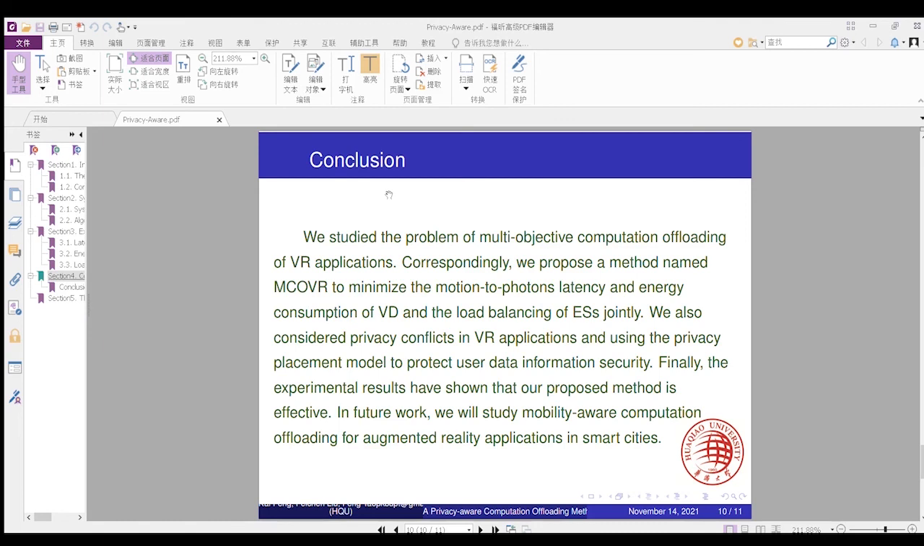In future work, we will study mobility-aware computation offloading for VR applications, such as augmented reality applications in smart cities.